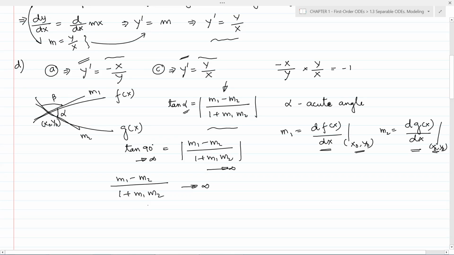That means this denominator should tend to 0, which implies 1 plus m1 m2 equal to 0, which implies m1 m2 equal to minus 1. That means the multiplication of the slope of the tangents will be minus 1 for two families of curves to be orthogonal to each other, which we have seen here. For the family of circles with center at origin and family of straight lines passing through origin, the multiplication of the values of slopes is minus 1. That means those functions are orthogonal to each other.